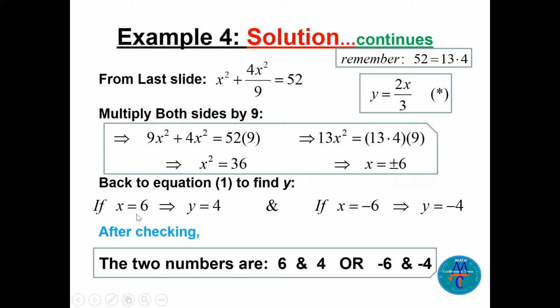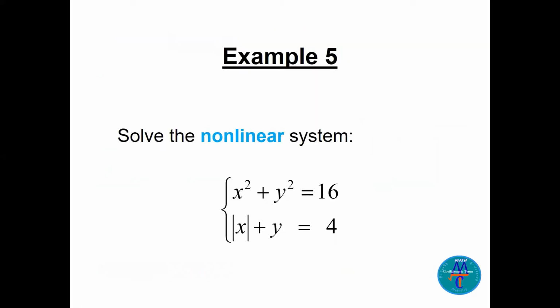So we can take the first x equal to 6 in star here, and y will be 4. If x is minus 6, y will be minus 4. So the two numbers are 6 and 4, or minus 6 and minus 4. He did not say positive or negative. Now let's look at another. Solve the nonlinear system. X squared plus y squared is equal to 16. Absolute value of x plus y is equal to 4. Let's see how many solutions are there.